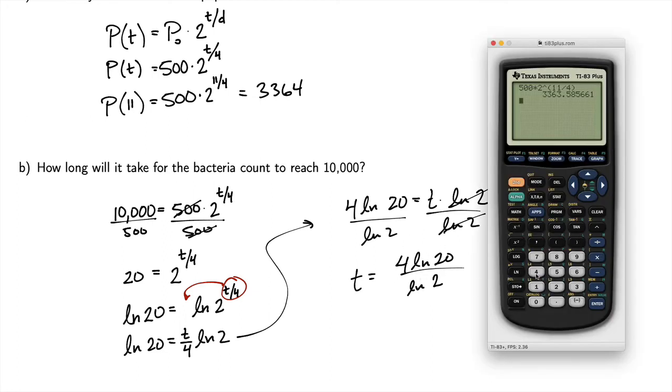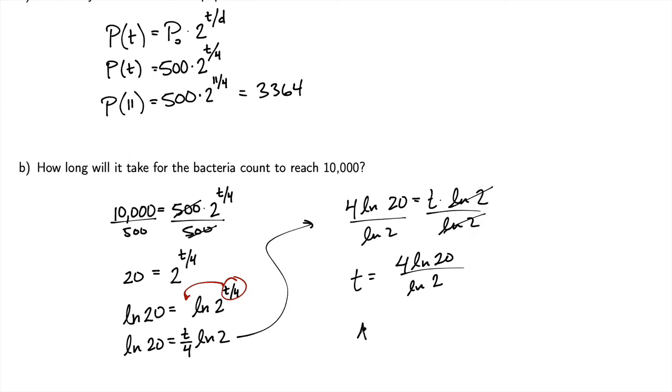So I've got 4 natural log of 20 divided by the natural log of 2. This is measured in hours, and I'm just going to round to the nearest tenth here. So 17.3 hours. So approximately 17.3 hours.